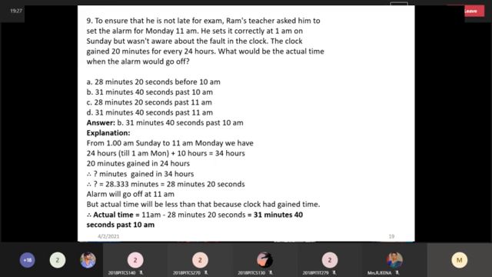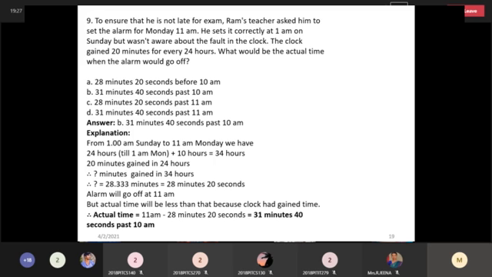Let me read again one time for the question. To ensure that he is not late for exam, Ram's teacher asked him to set the alarm for Monday 11 a.m. He sets it correctly at 1 a.m. on Sunday, but was not aware about the fault in the clock. The clock gained 20 minutes for every 24 hours. What would be the actual time when the alarm would go off?